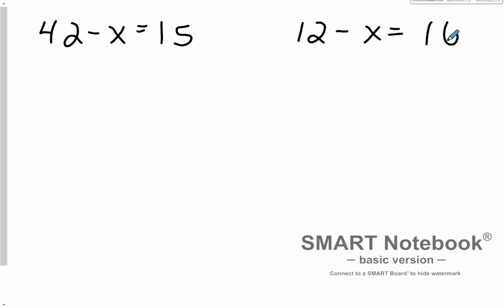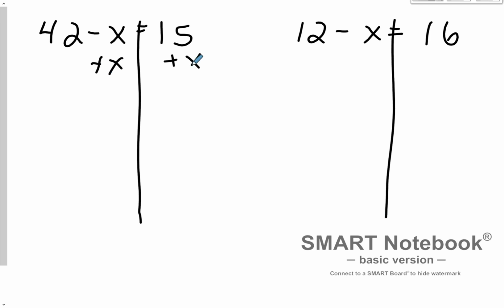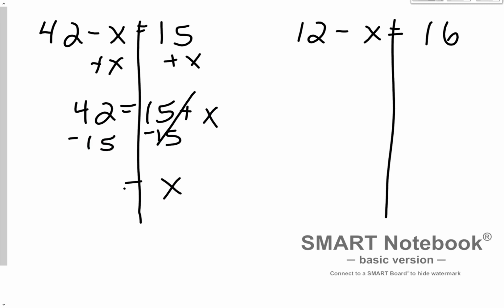If we are paying attention now, we should already have these problems done. We are just using this video to check. I'm going to solve them by adding x to both sides. If you solved it the other way, that's fine. Just bear with me till the end to make sure we got the same answer. So our new equation would be 42 equals 15 plus x. I want to cancel out a plus 15, and I do that by subtracting 15. I get x equals 27.